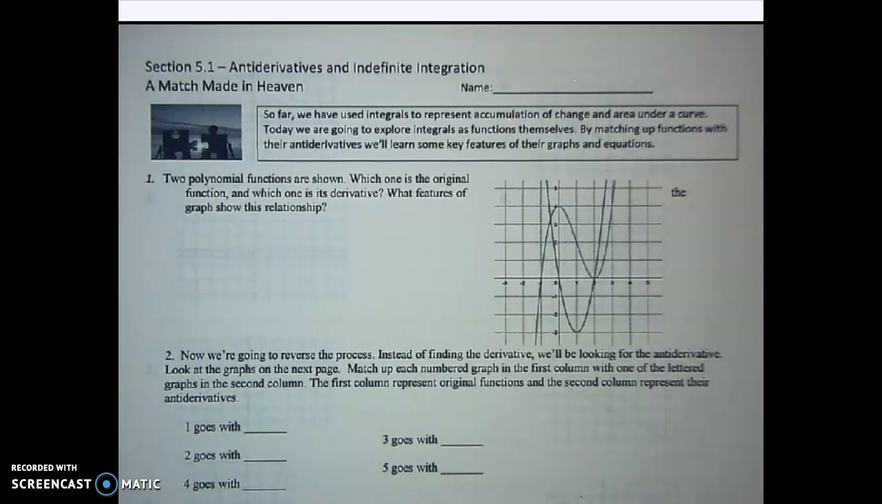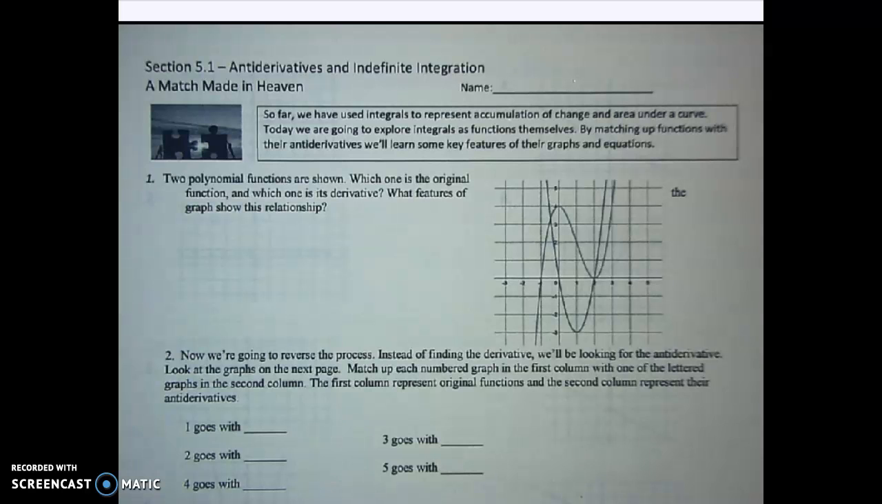Section 5.1. What? Section 5.1? Well, I already covered the second, third, and fourth sections. Today we're going to go back and talk about antiderivatives and indefinite integration, and we are going to be starting to look at the shortcut for finding an integral.